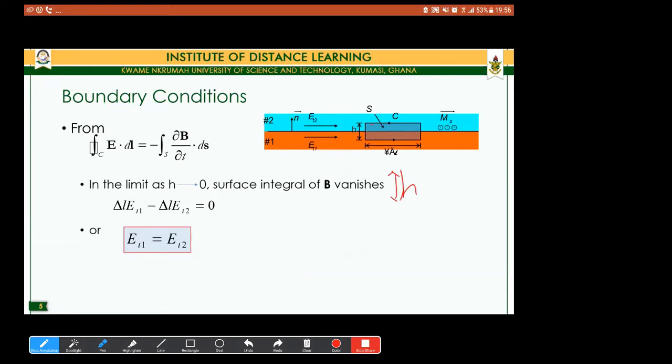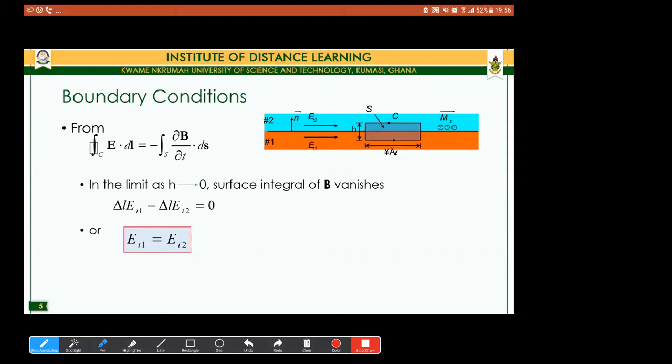We are assuming that this h approaches what? 0. It means that the width is very small. In other words, whatever we are considering, we are considering at the boundary, not in the other medium. So the width or the height h here is approximately equal to 0.